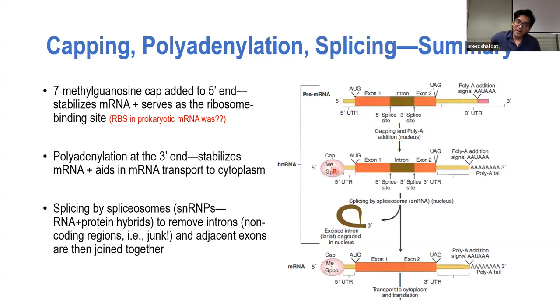Also, in eukaryotes, the ribosomes bind to this 7-methyl guanosine cap, right? So in prokaryotes, ribosomes bind to the Shine-Dalgarno sequence. In eukaryotes, they bind to the 7-methyl guanosine cap at the 5' end. Does this make sense?